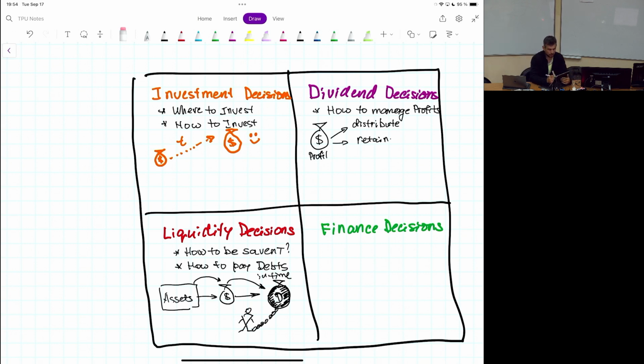Or you can also somehow invest it. So you can use it for other projects. So you're using it, you're not giving it away, you're reinvesting it. Or you can retain it. So these are pretty much what you do, and you decide how much here, how much here, how much here. So this is dividend decisions.